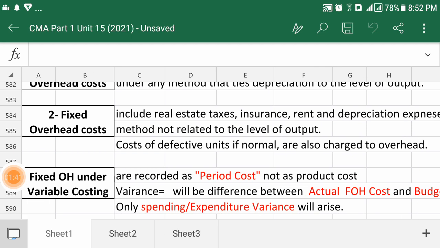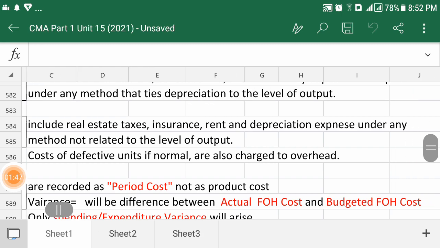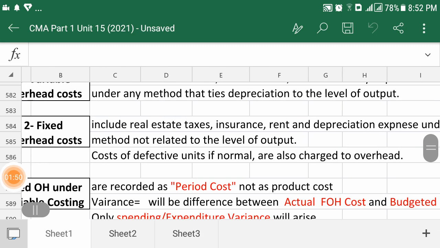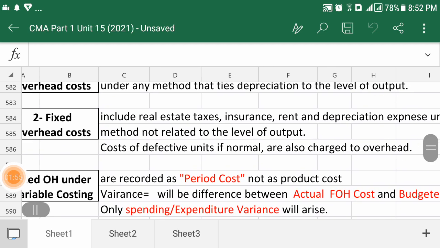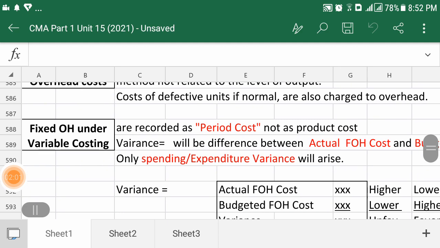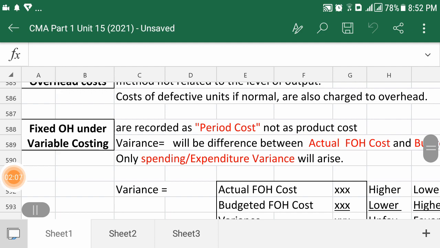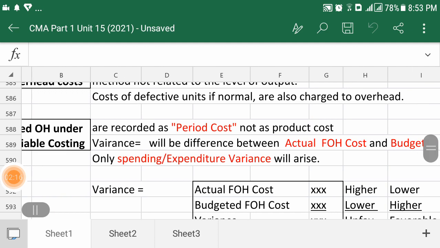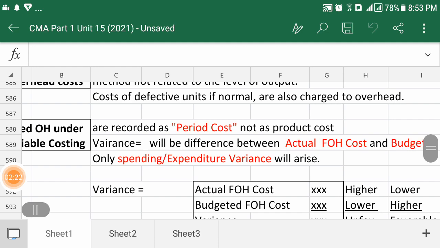Fixed overhead includes real estate taxes, insurance, rent, and depreciation expenses under any method that are not related to the level of output. The cost of defective units, if normal, is not charged to overhead, but here we will study only the fixed cost. Under variable costing, fixed overhead is recorded as a period cost for the particular period only, not as a product cost.